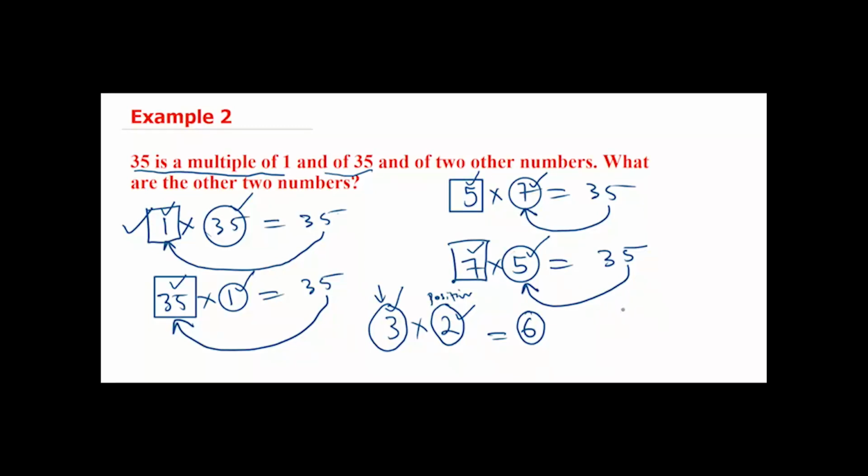So let me give you this. If you have 7 times 3 is equal to 21, can you explain this? Let me give you a few seconds. Yes, so 3 is the position. I want to get the third multiple of 7, and that is 21. So the other two numbers according to this question are 5 and 7.